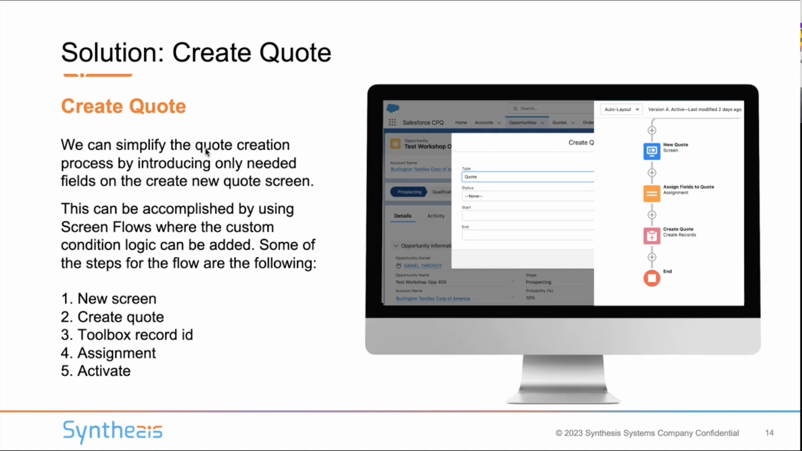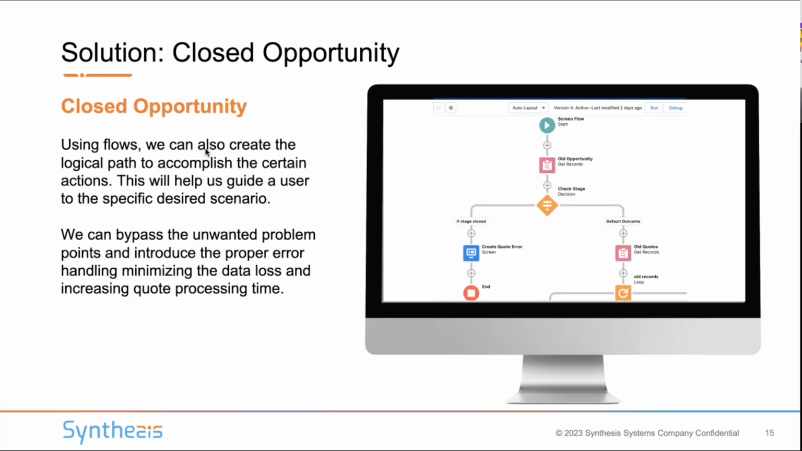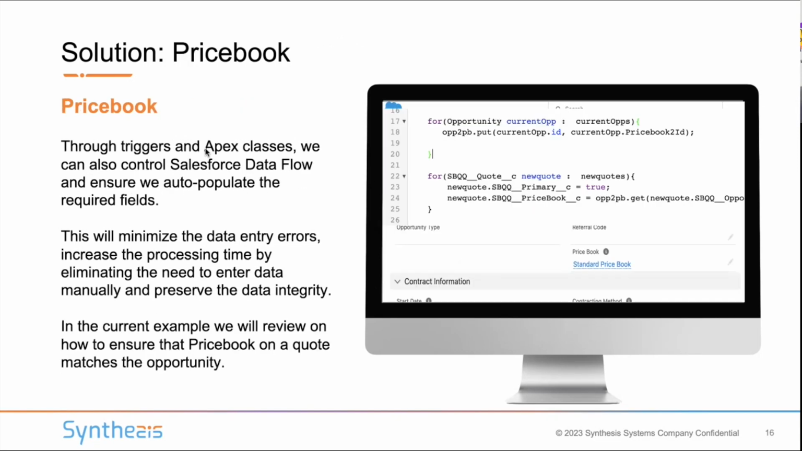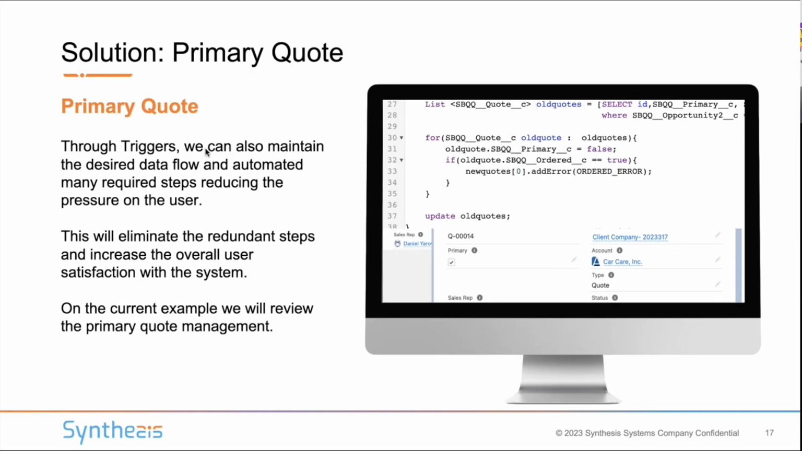To review what I showed: I showed a create quote solution with the flow, where the flow is done to minimize the number of fields on the new create quote screen. With the same flow, we handled the scenario where we cannot add a quote to a closed opportunity. For the price book, I chose to handle it in a trigger to make sure the price book is passed to the quote, which is very important for the future process. The primary quote management was also done in the same trigger, in the same manner as the price book. This way, we eliminate the need for the end user to manually manage the primary quote itself, which can lead to a lot of redundant steps. It's all automated behind the scenes.